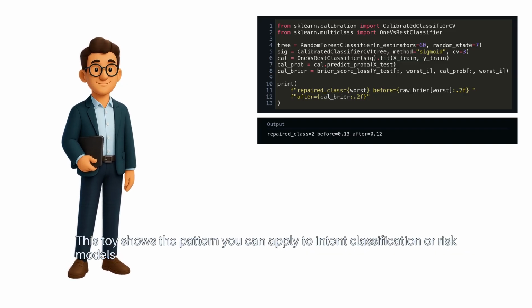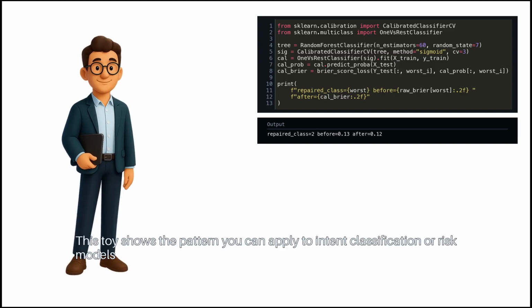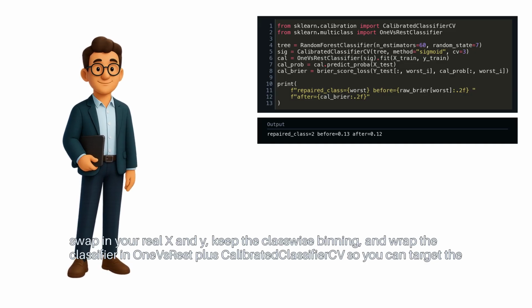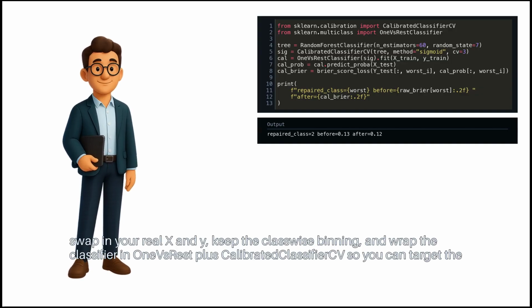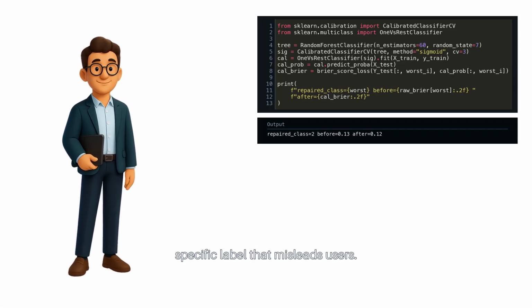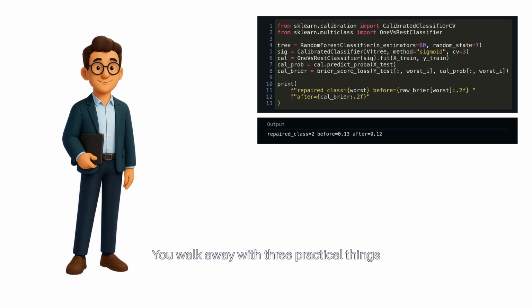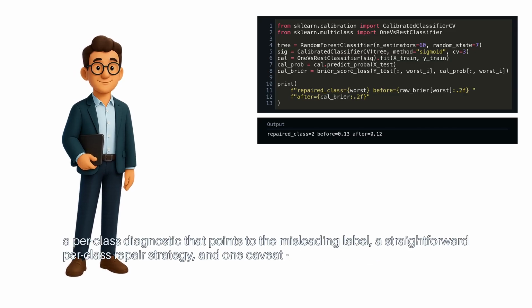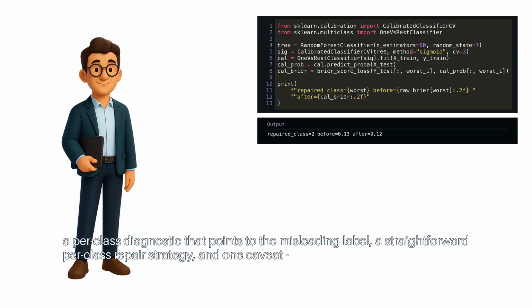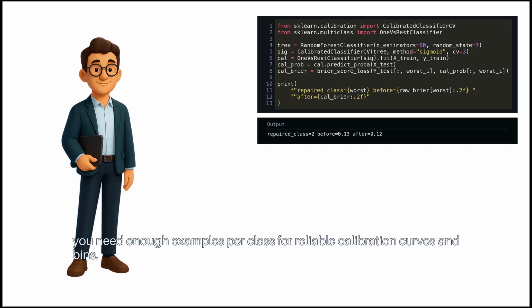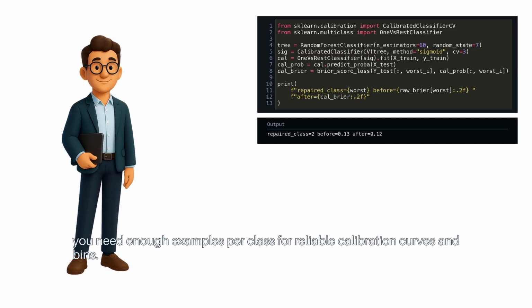This toy shows the pattern you can apply to intent classification or risk models. Swap in your real X and y, keep the class-wise binning, and wrap the classifier in OneVsRest plus CalibratedClassifierCV, so you can target the specific label that misleads users. You walk away with 3 practical things: a per-class diagnostic that points to the misleading label, a straightforward per-class repair strategy, and one caveat: you need enough examples per class for reliable calibration curves and bins.